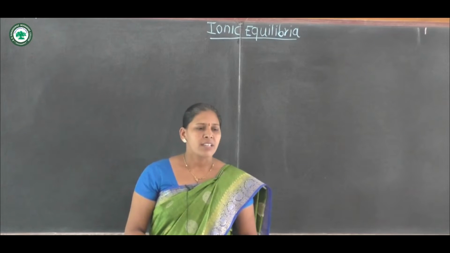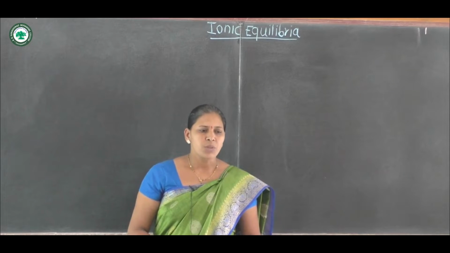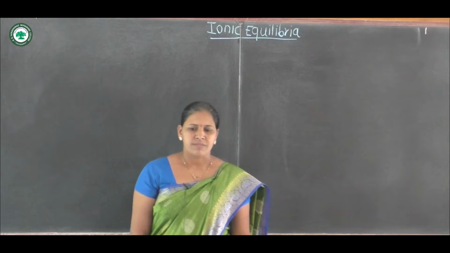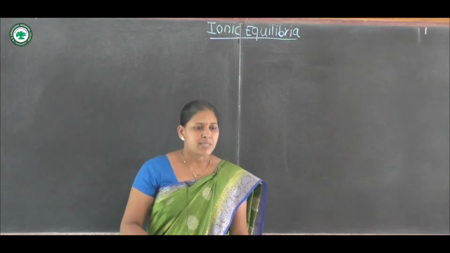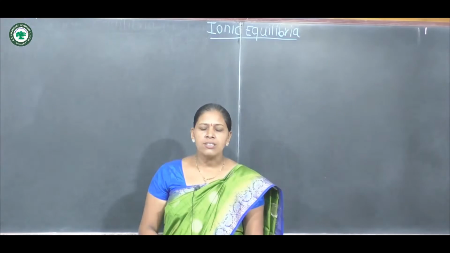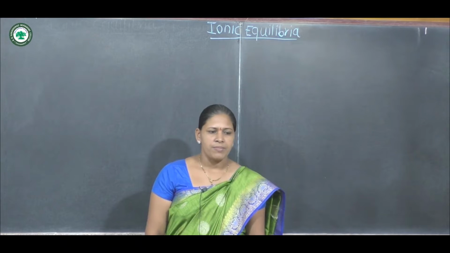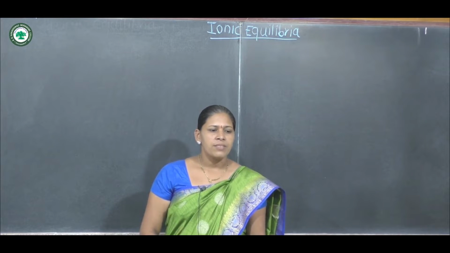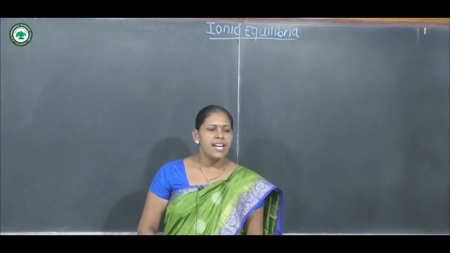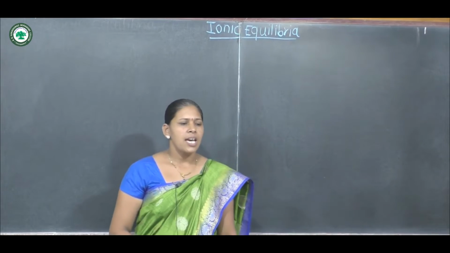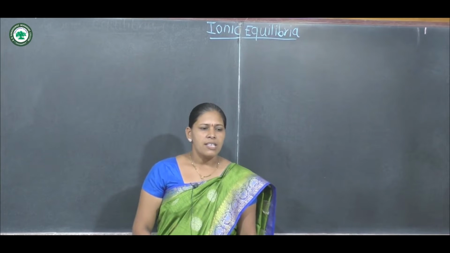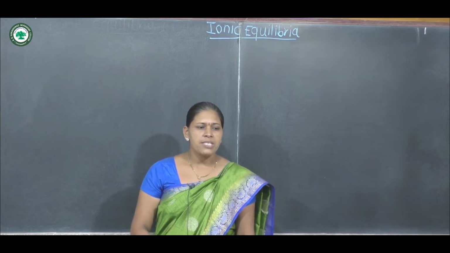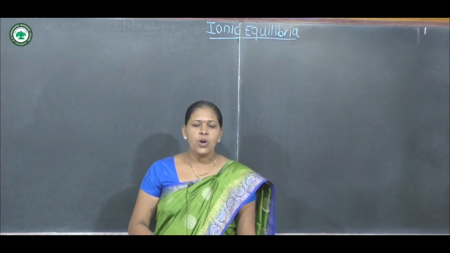What is meant by chemical equilibrium? You have already studied it in 11th science. The next part of chemical equilibrium is ionic equilibrium. First of all, what is meant by ionic equilibrium? The word itself says that it consists of ions, and there is an equilibrium between ionic species and unionized molecules.